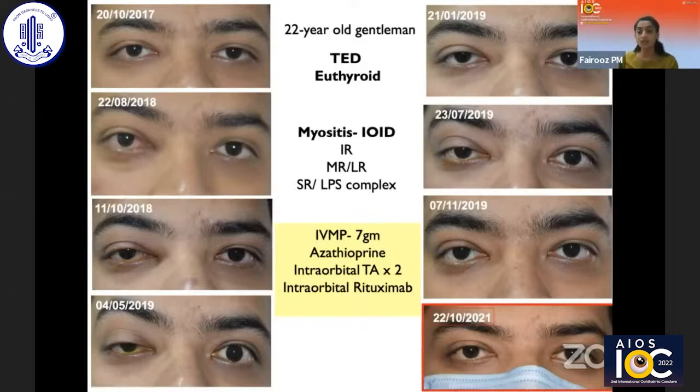He, in fact, received a total of 7 grams of IVMP with multiple recurrences, systemic azathioprine, and even intraorbital triamcinolone acetonide, and even 1 injection of rituximab was tried. And in fact, the journey was very, very frustrating for the patient. Ultimately, in 2019, it became mostly silent, and this was in 2021 that we had seen, and he had no recurrence.